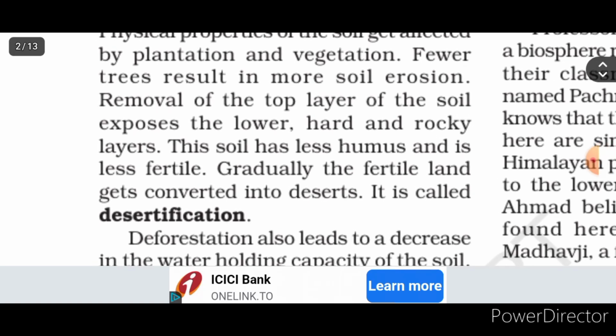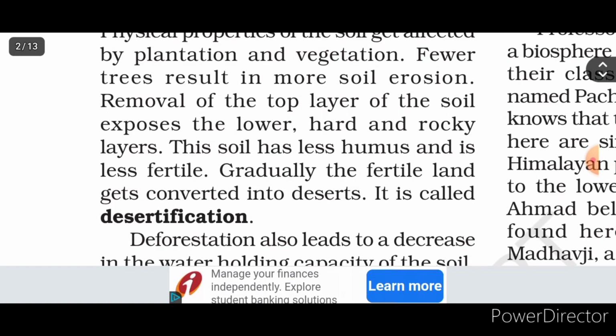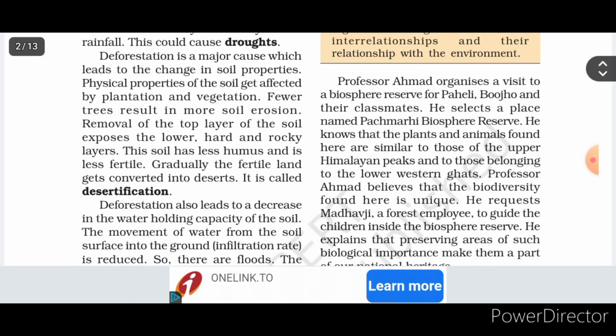Desertification. The soil has less humus and is less fertile. Gradually, the fertile land gets converted into desert. It is called desertification.